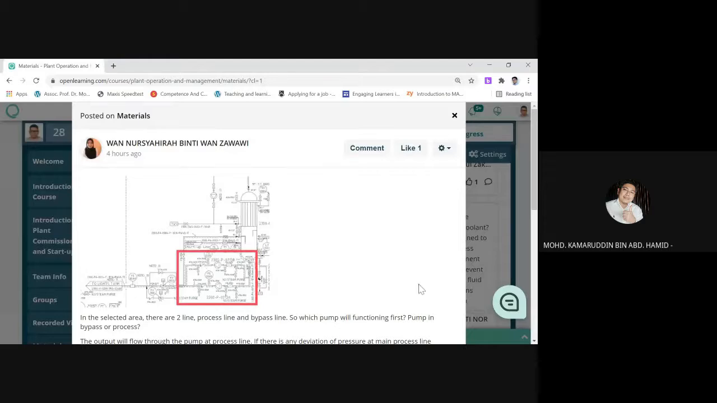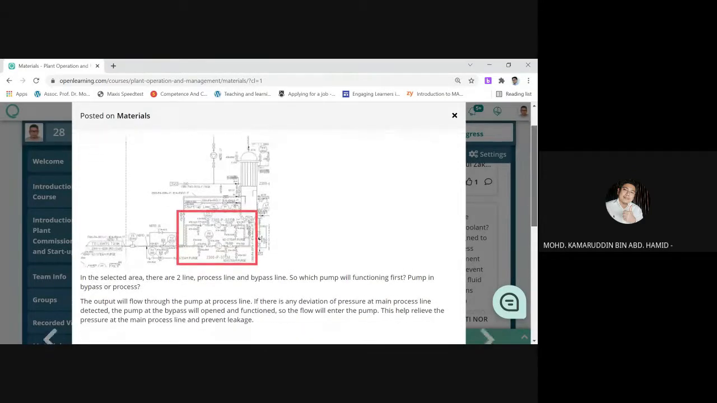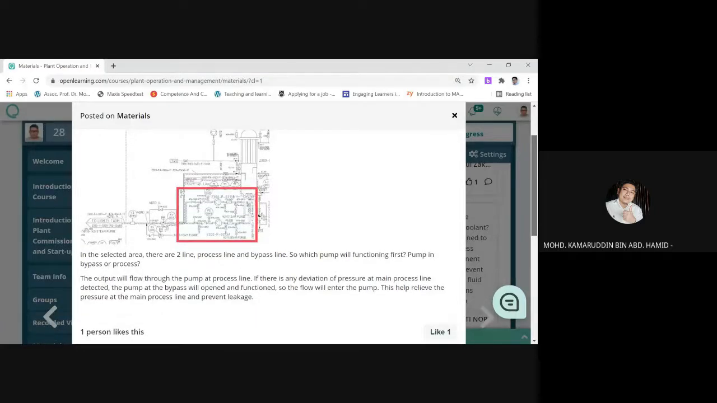Okey, kita pergi kepada Syahira. Wan Syahira ni kadang-kadang dia mengarut juga ni. Jangan bagi tahu orang, doktor. Oh iya ke? Alamak.